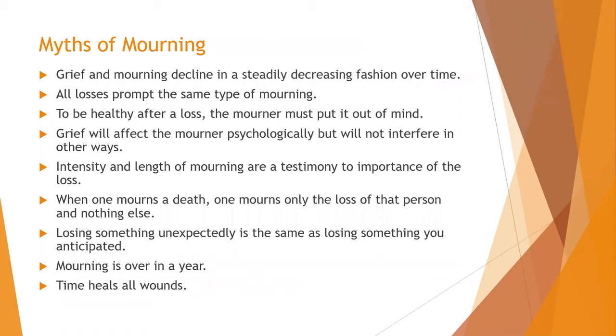Losing something unexpectedly is the same as losing something you anticipated. No. And in the presentation on complicated grief, we talked about the fact that when something unanticipated happens, it really shakes up a person's sense of control of the world, which can throw them into a tailspin, because when something's anticipated, they can get closure on it. If it's unanticipated, it's like they're always, henceforth and forevermore, feeling like they've got to wait for the other shoe to drop.